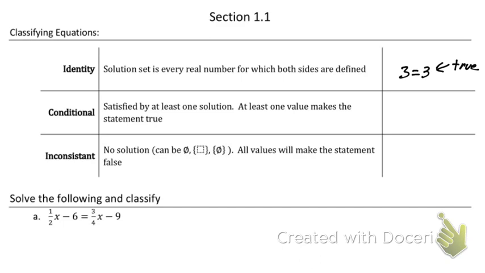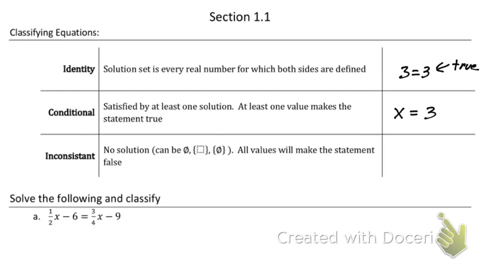Conditional is satisfied by at least one solution. At least one value makes the statement true. When you are solving an equation, you're going to come up with something that says like x equals 3.